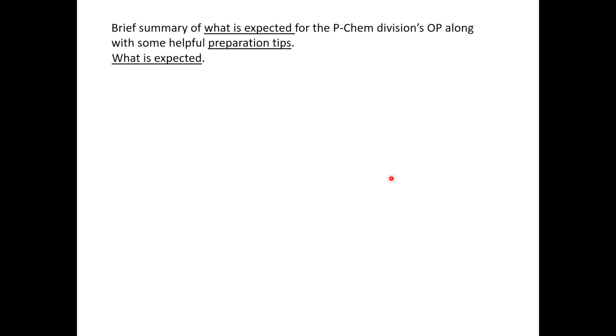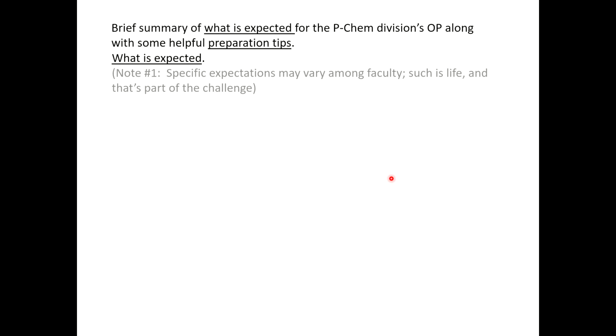Okay, so what is expected? Here I have in gray, note specific expectations may vary among faculty. And that's important. It's similar to what happens in actual review panels in NSF. Everyone in the panel has a different expectation, and so it's difficult to write something that will convince everyone, and that's part of the challenge, right? It has to be foolproof. If there's a weakness, maybe no one will catch it, but maybe someone will. If there are no weaknesses, then everyone will be convinced.